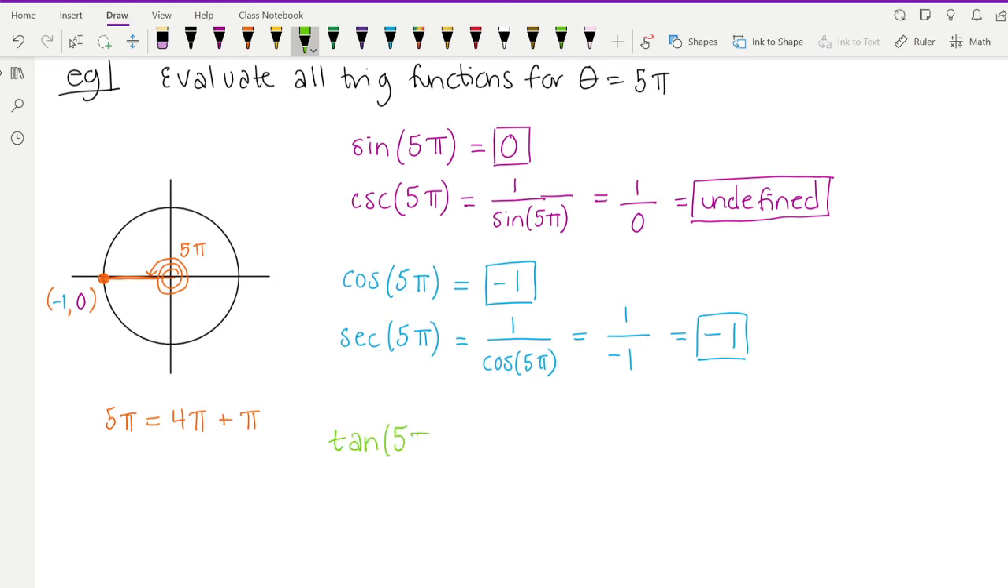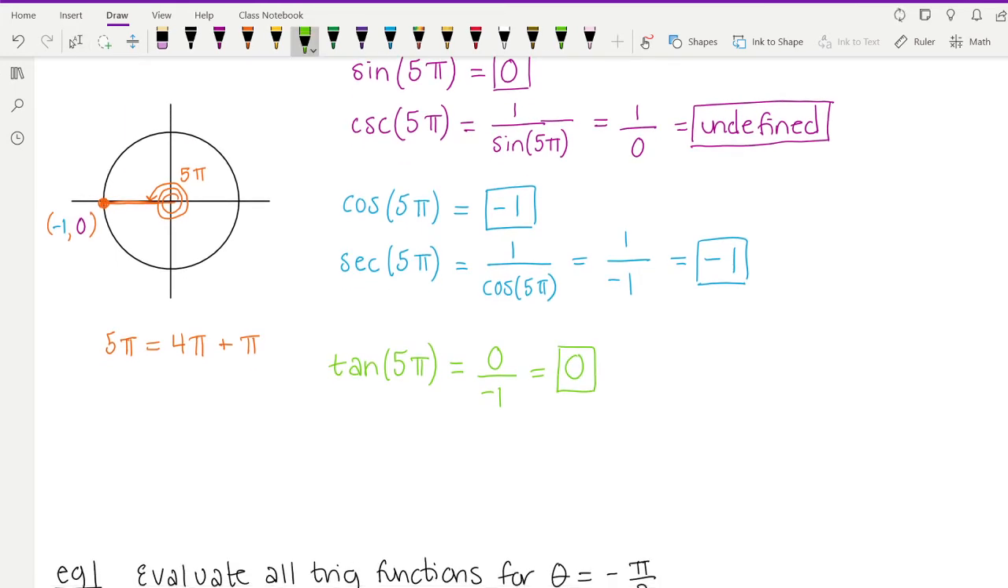So remember that tangent is the y-coordinate over the x-coordinate. Or this is one of the cases where you can think of it as slope, because you can tell that this is a horizontal line. So the slope is 0. But let's just do it as the sine over cosine. That would be 0 over -1, and that would give you 0.